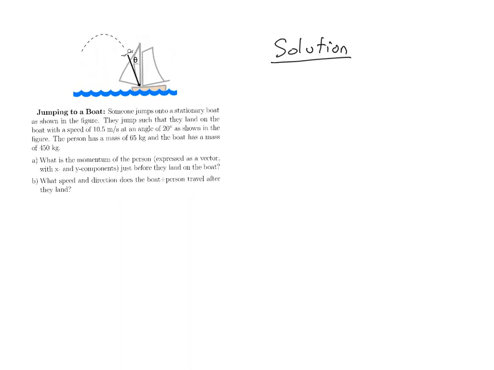So first I'm just going to go ahead and name things. M person and M boat. This angle I'm going to call theta, and this speed I'm going to call v person.